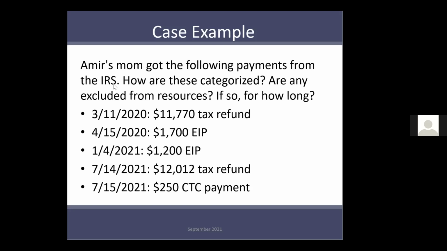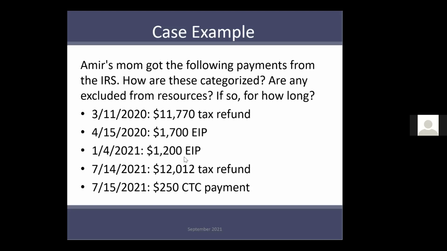And so we just talked through how different types of assistance are categorized. Which ones do you think would be excluded forever? Would be categorized as pandemic-related disaster assistance and would not count towards the resource limit at all? Any ideas you have, just throw them into the chat. Yes, the EIP, exactly. And then which ones would be excluded for 12 months because they are not pandemic-related disaster assistance, but they are still excluded?